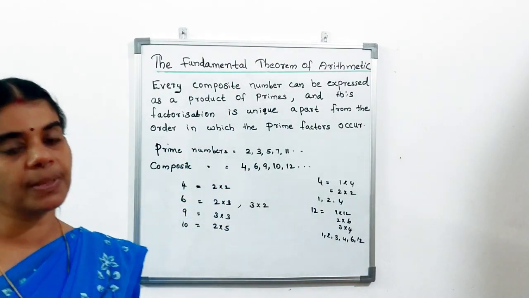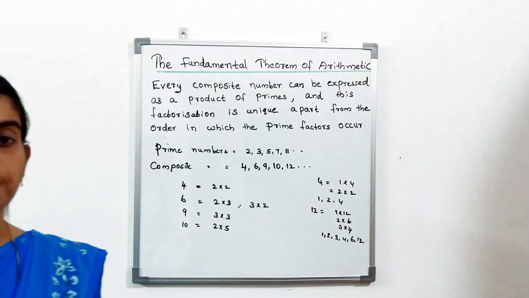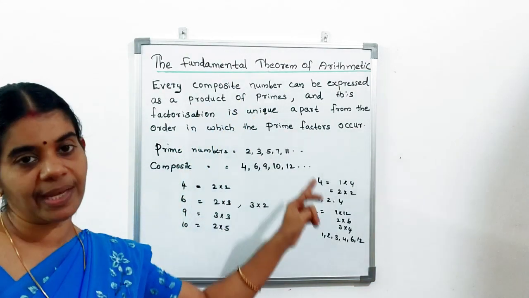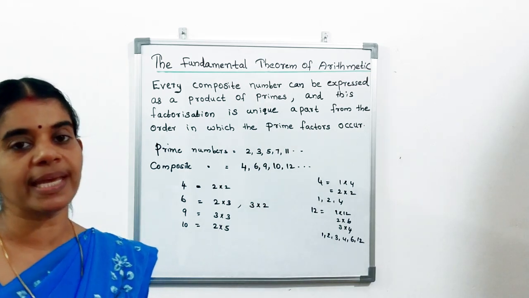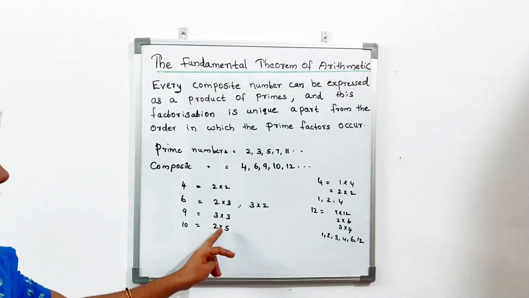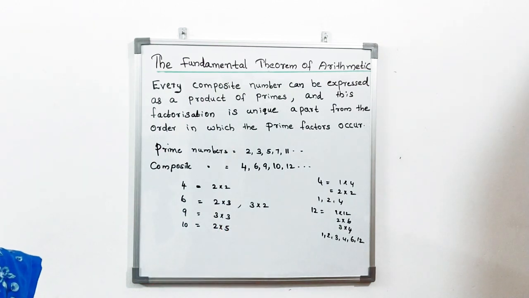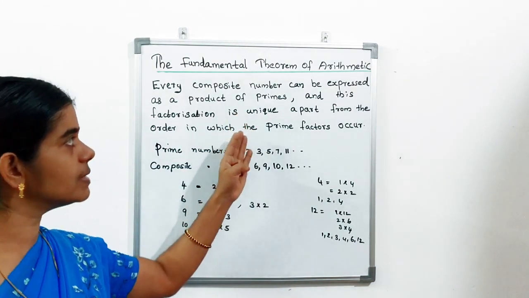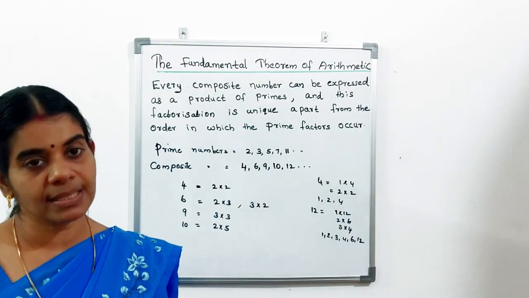Every composite number can be expressed as the product of primes, and this prime factorization will be unique. Only one type you will get, except the order of the numbers will change. Here I have written 2 into 5. If you write 5 into 2, then also the same factors are there, 2 and 5. This is the fundamental theorem of arithmetic.